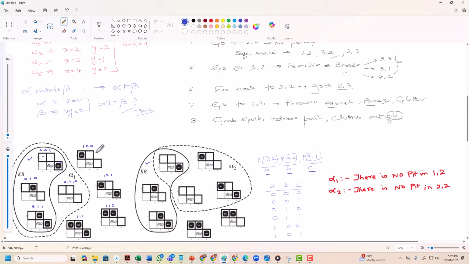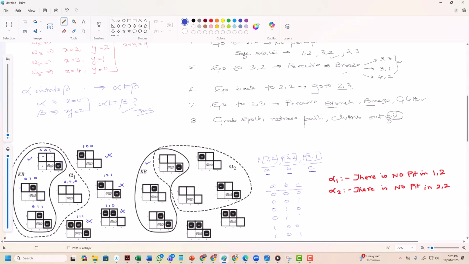So the knowledge base is false in the other models, in which 1, 2 contains a pit, because there is no breeze in 1, 1, right? 1, 2 contains a pit in this, the first one, this one, this one, and this one. So it does not match with what the agent knows, that there is no breeze in this place, so there cannot be a pit in the others. So the knowledge base is false in these 4 places.